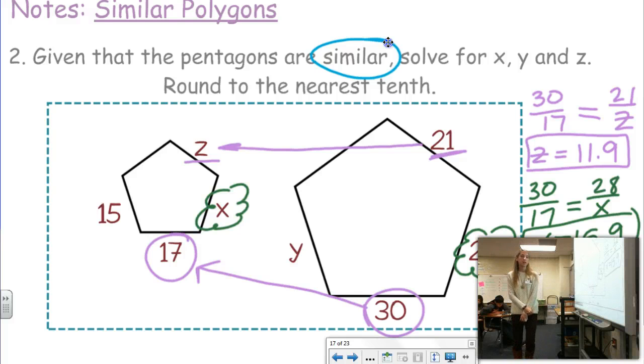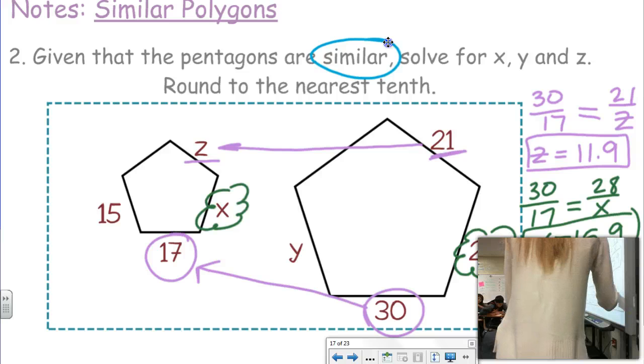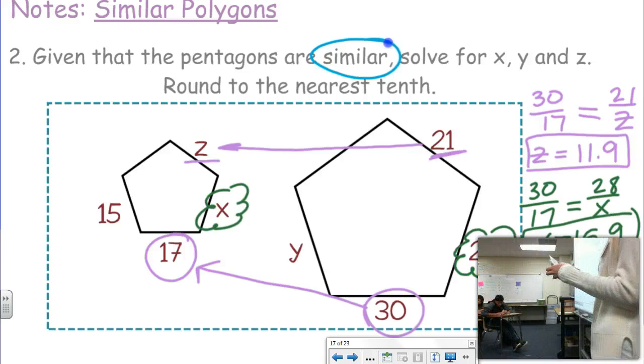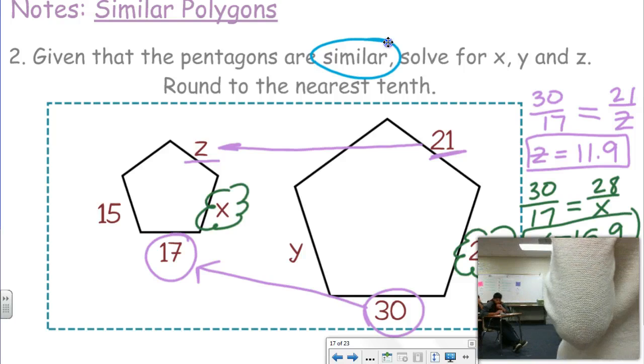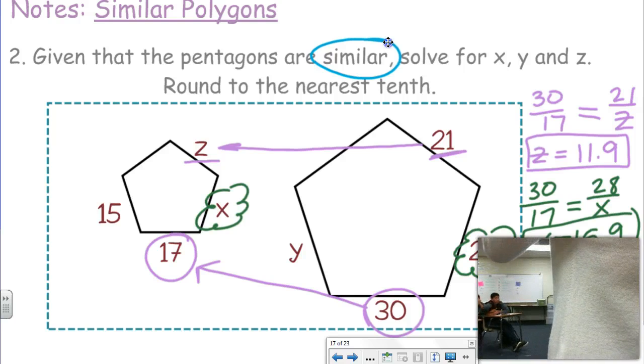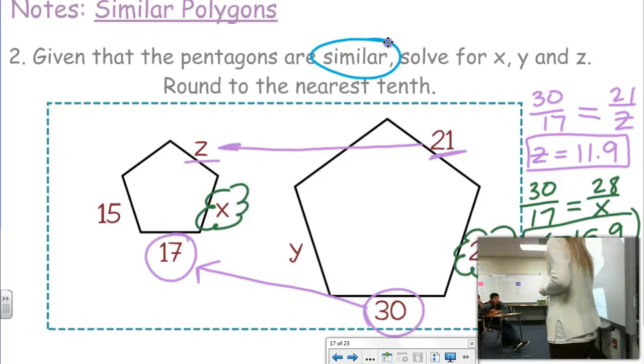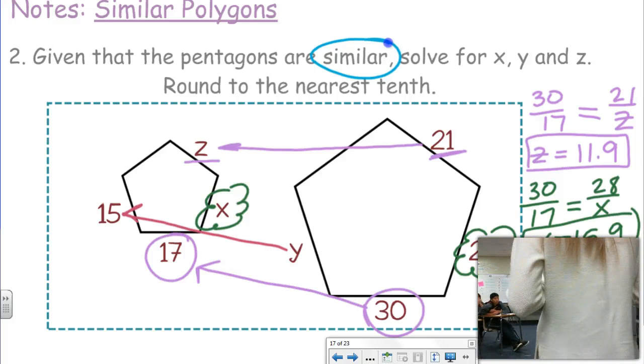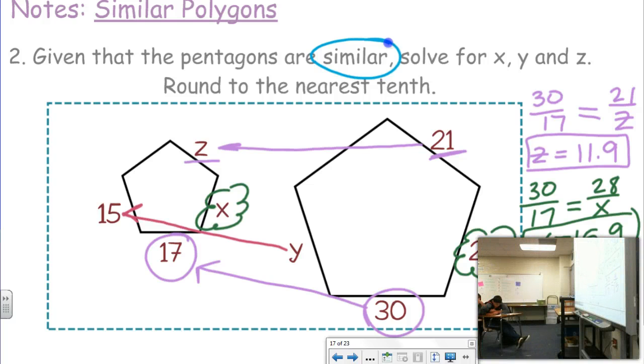Last one. We're going to use 30 over 17 again because I promised you we'd use it 3 times. 30 is to 17 as, Haley, can you set up the other side? Okay, so we need to be really careful. Look, 30 is to 17. Yeah, we got to go this way again, as Y is to 15. It does matter where you put the Y and the 15. 30 is to 17 as Y is to 15.